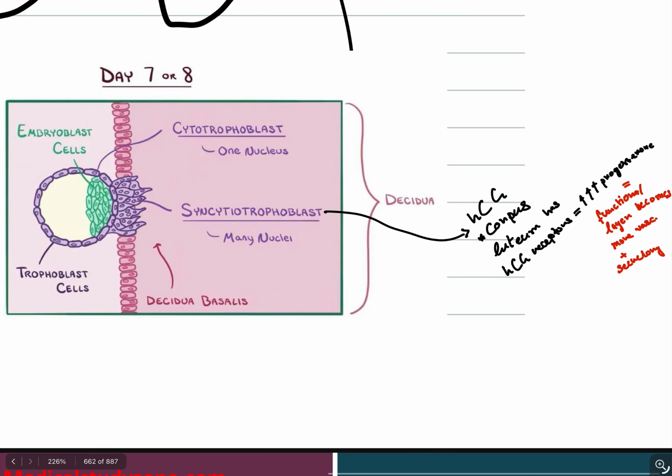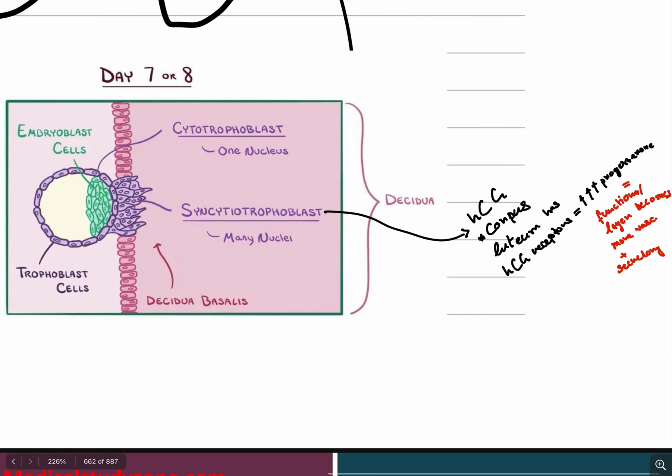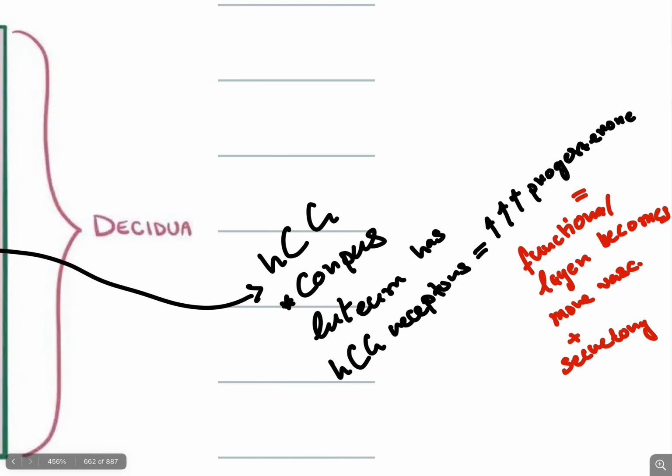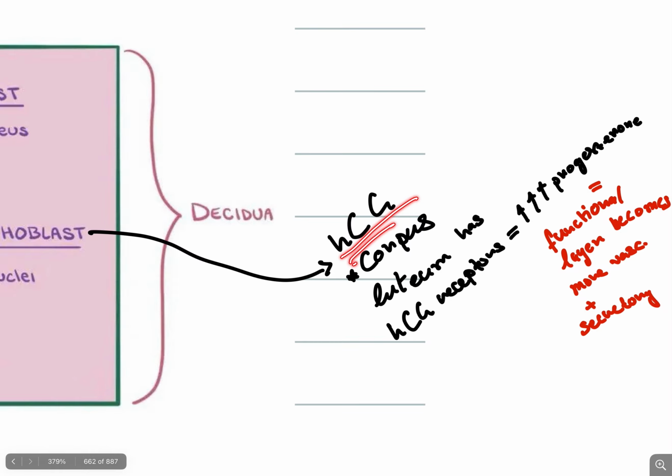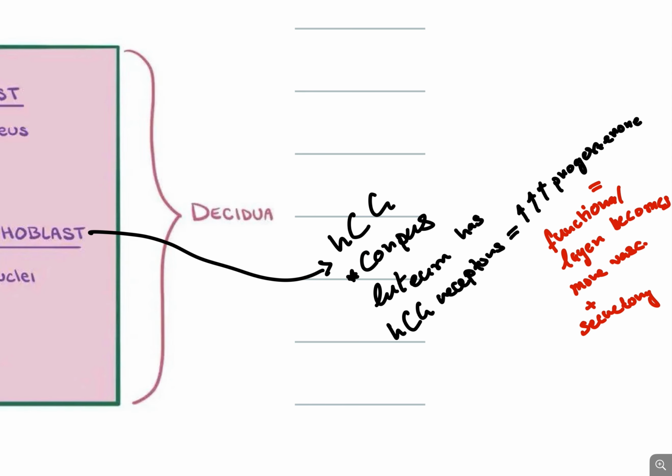So now that we have the implantation, or the syncytiotrophoblasts growing into the endometrium, or into the decidua basalis, they'll secrete a lot of HCG. And why this is important is because the corpus luteum has a lot of HCG receptors. So when this HCG goes to the corpus luteum in the ovaries and it binds to the corpus luteum receptors, you have again a further increase in progesterone.